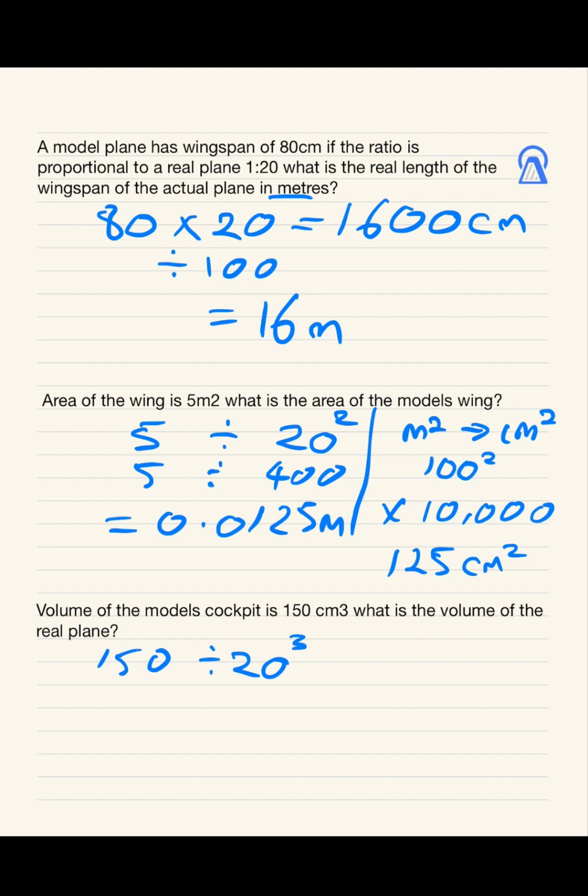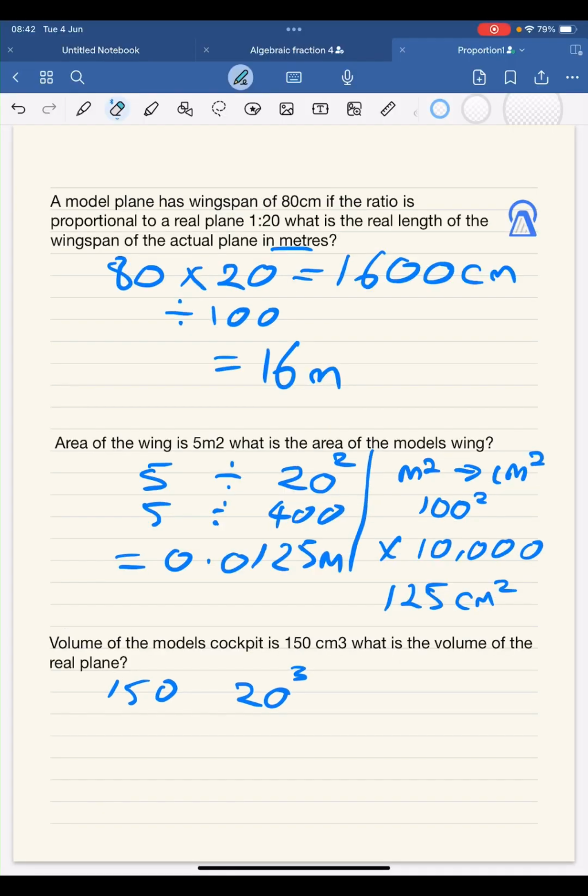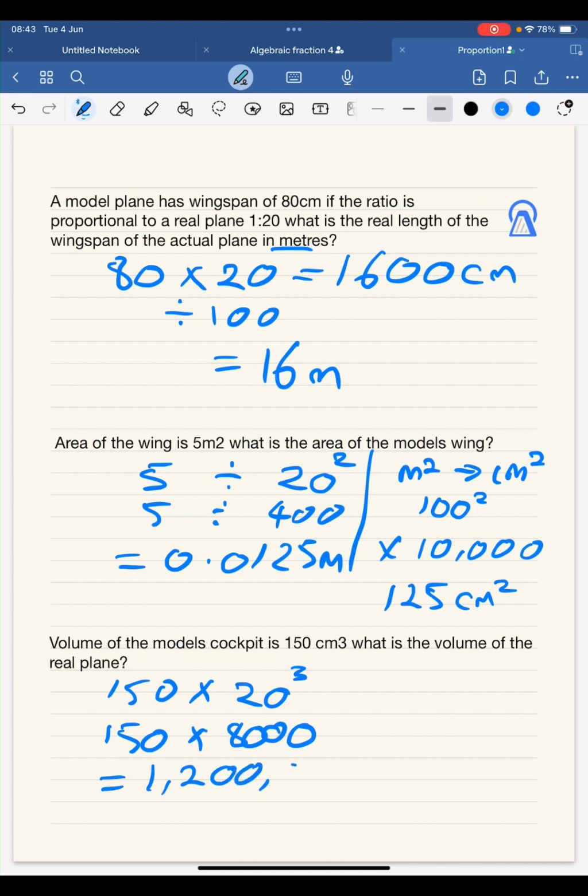I'm going from the model to the plane, so I'm going to get larger. So I'm actually going to multiply here, not divide, apologies. So I'm going to do 150, multiply that by 20 cubed, which is 8,000. And that gives me an answer of 1,200,000. And of course that's going to be in centimeters cubed.